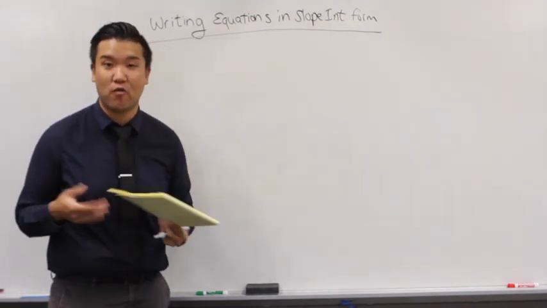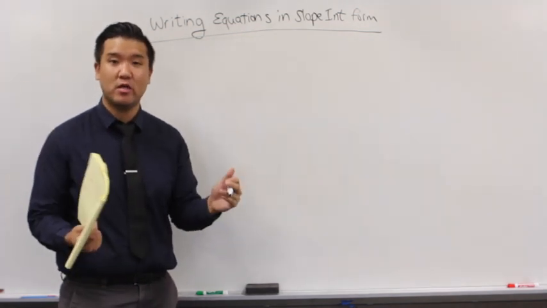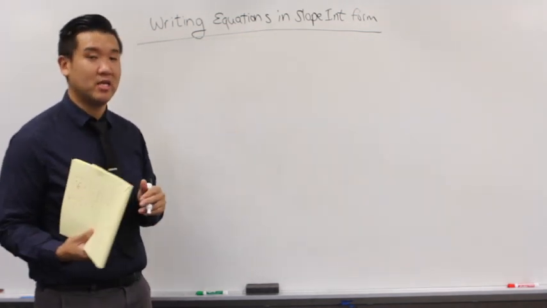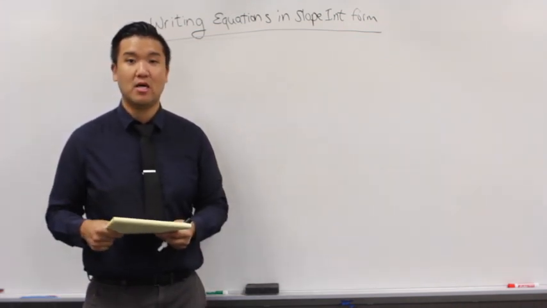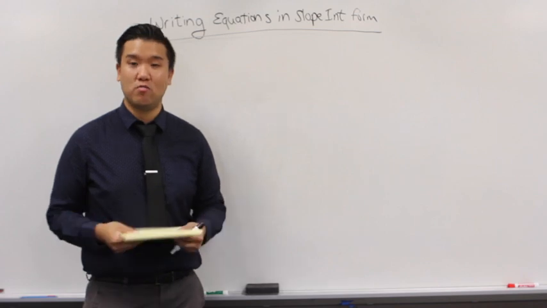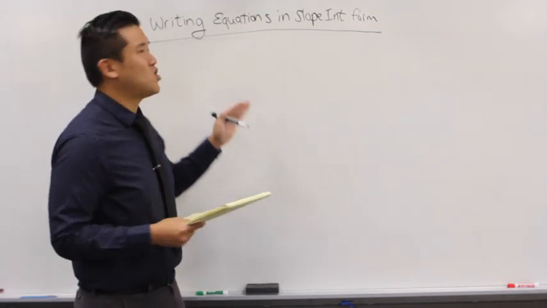Today we're going to talk about writing equations in slope-intercept form. All the videos we watched so far were going one way: I gave you the equation and you had to graph it. In this case, we're giving you the graph, or we're going to give you points, and your goal is to write the equation y equals mx plus b. So let's talk about this. It's not too difficult.